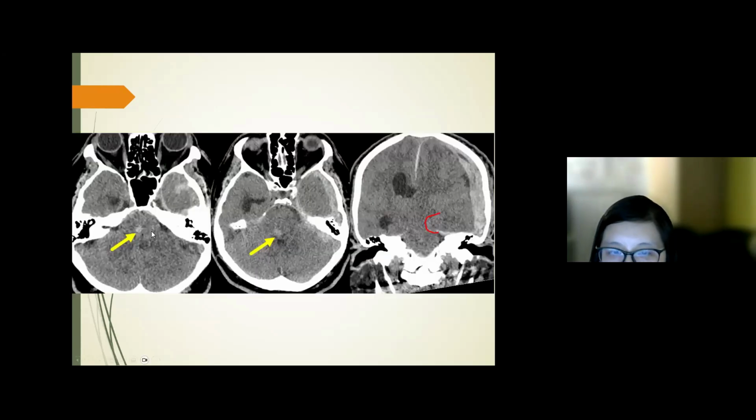In this image, we can see a small bleed in the midbrain here, in the pons, and also a bleed in the junction between the midbrain and the pons. On the coronal view, we can see a large subdural hematoma on the left side, and also a left uncal herniation compressing onto the underlying brainstem here.